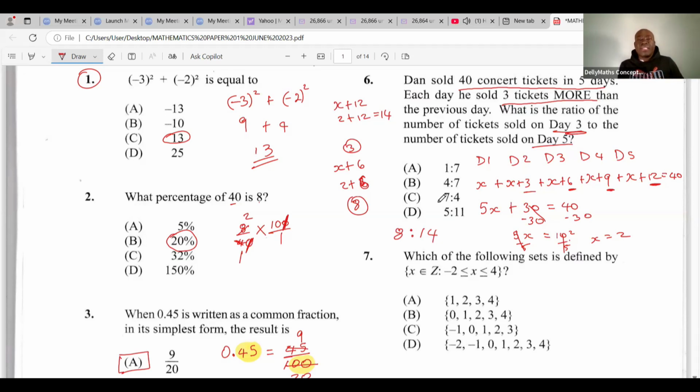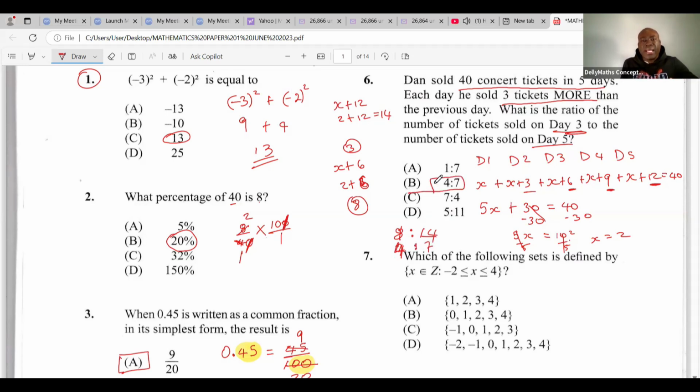And then looking at this, that's not there. So you want to cancel down. Let's divide everything by 2. 2 into 8, that's 4. And 2 into 14, that's 7. So I'm looking for 4 to 7, and it's right here.